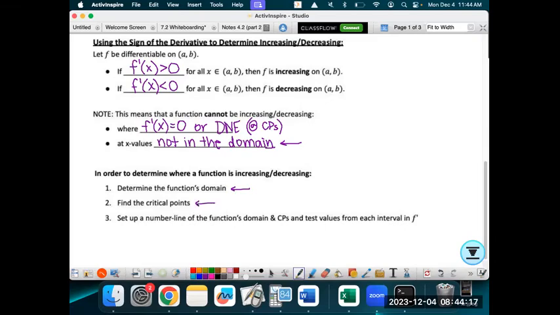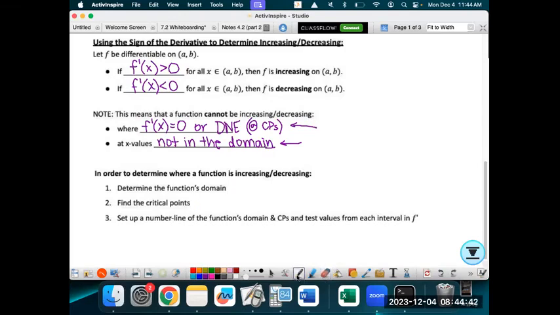Then we're going to find our critical points, which will help us with this part. And then we're going to set up a number line. So remember, the increasing or decreasing intervals depend on the derivative signs. So we'll set up a number line using the function's domain and the critical points, and then test values from each interval to get their derivative signs, whether they're positive or negative.